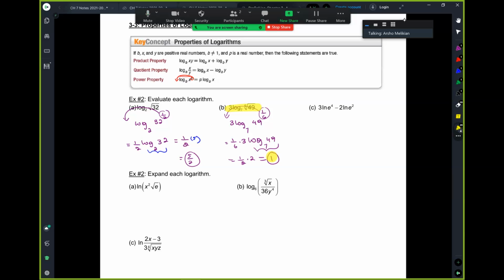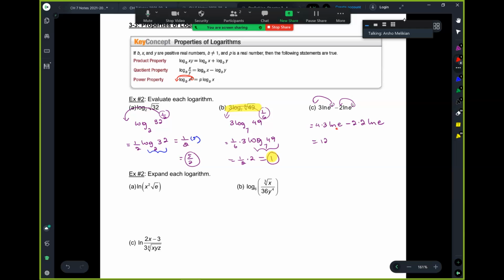All right? Okay. So next, this 4 here is an exponent. It'll become a coefficient. The 2 will become a coefficient. So I have 4 times 3 ln of e minus 2 times 2 ln of e. That's 12. What's ln of e? It's 1, right? Remember what ln of e was?